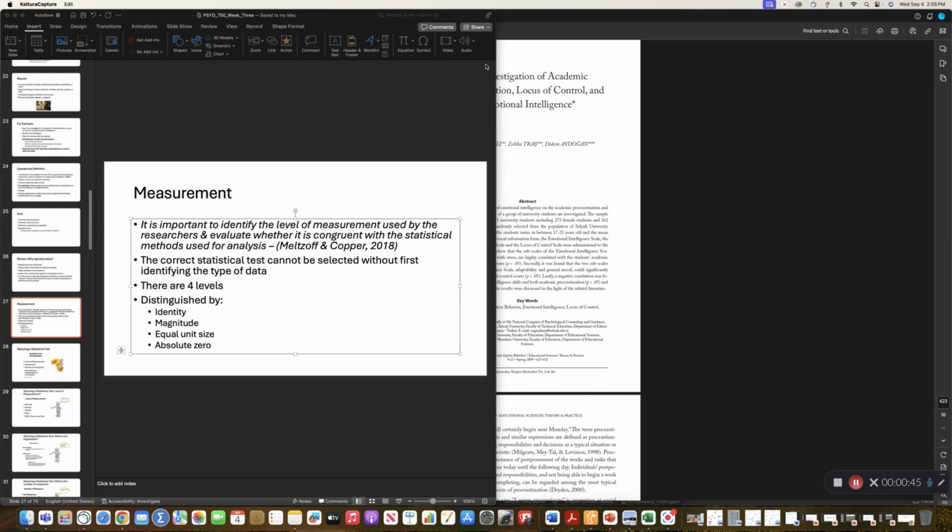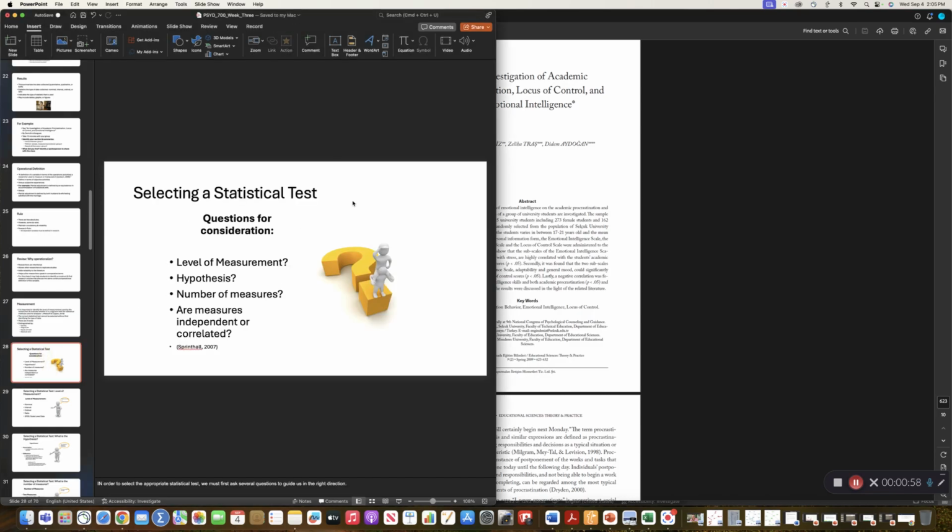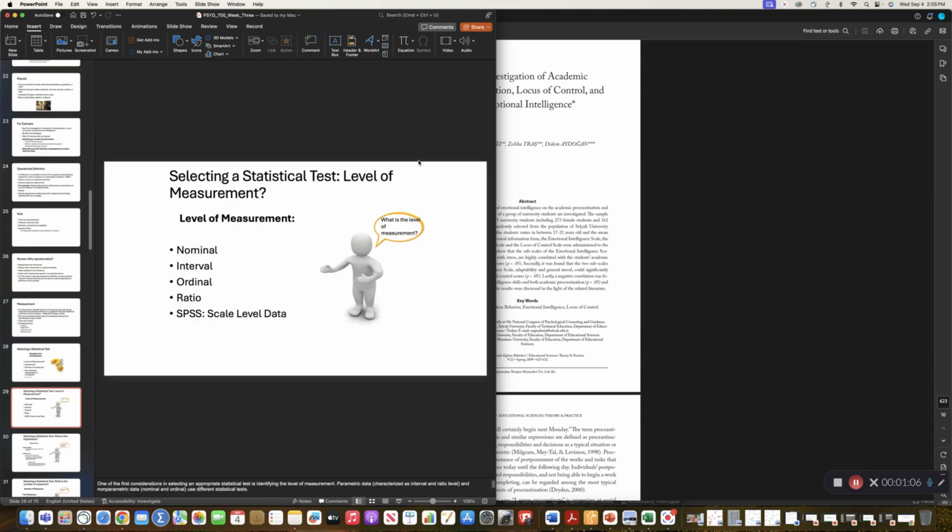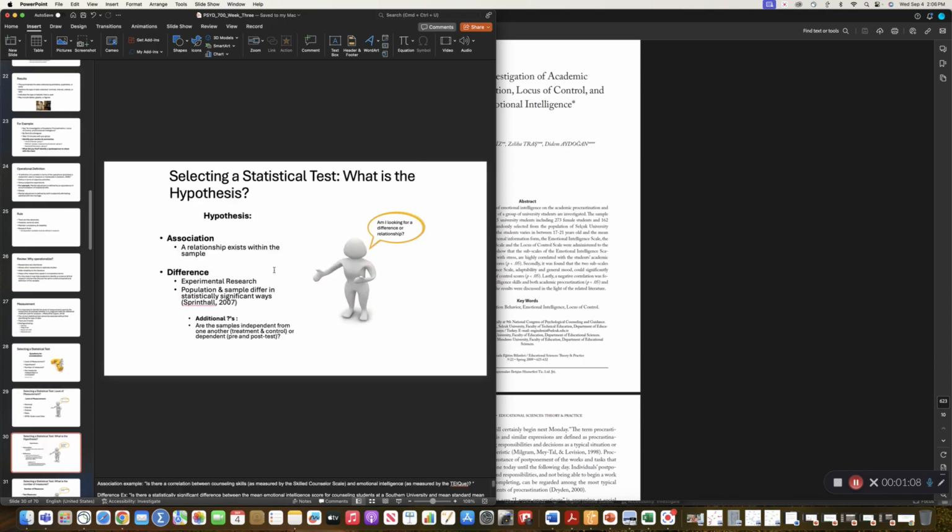So to identify the level of measurement, you first want to know how these levels are distinguished. They're distinguished by 4 different characteristics: identity, magnitude, equal unit size, and absolute zero. So when selecting a statistical test, the first question you consider in this process is the level of measurement. Let's look through these different processes that a researcher goes through when identifying and selecting a level of measurement.